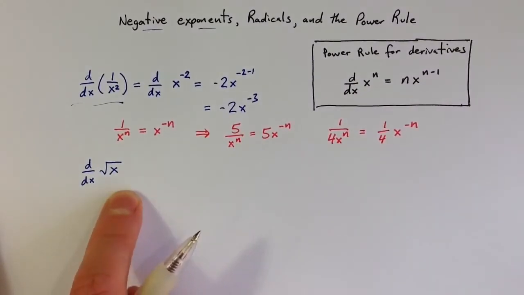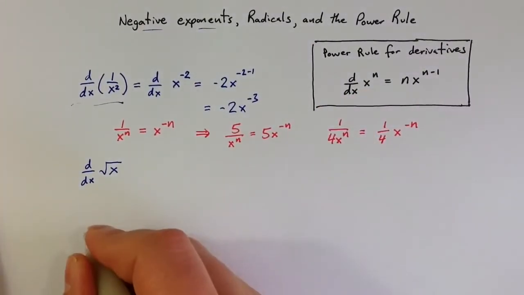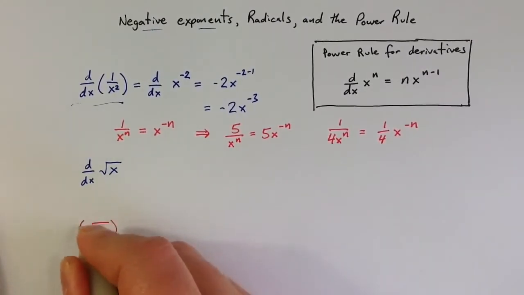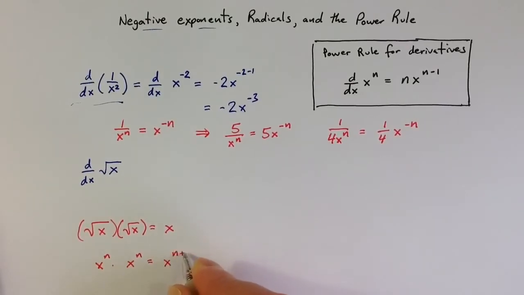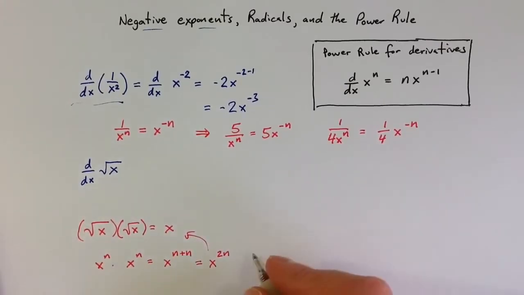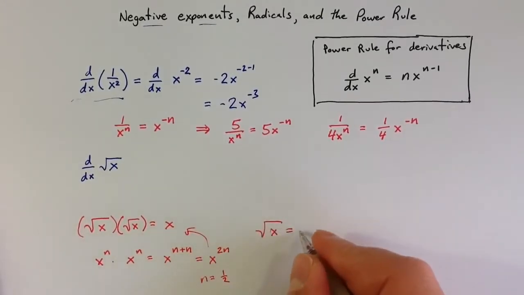Radical expressions can be translated into a form that the power rule works with in a similar way. A radical, like the square root of x, if you think about what that means, the square root of x times the square root of x, well, if I square the square root of x, it just equals x. So let's think about an exponent that I could place next to the x that would do the same thing. Well, exponents add. So if I put an exponent here, this would be the same as x to the n plus n. This would be the same as x to the 2n. So what value of n would give me simply x? n would have to equal 1/2. And so the square root of x is equivalent to x to the 1/2 power.